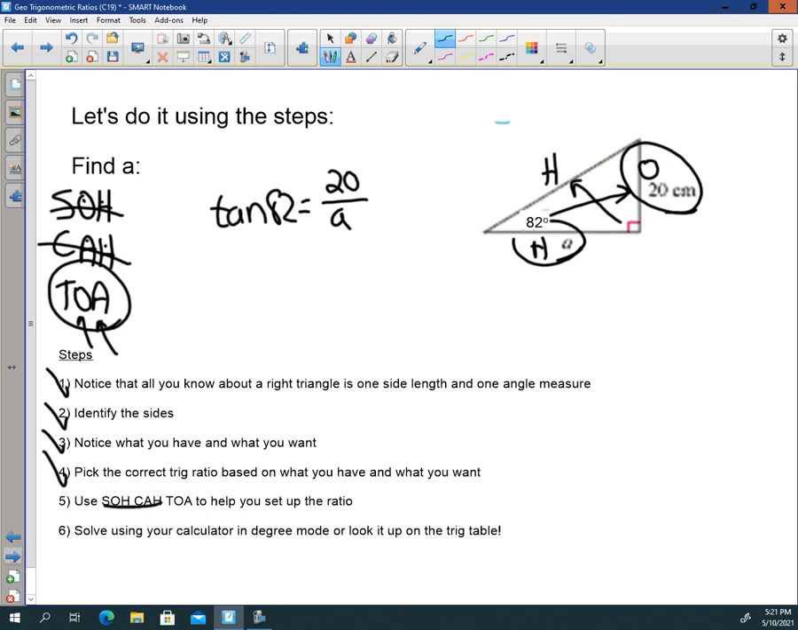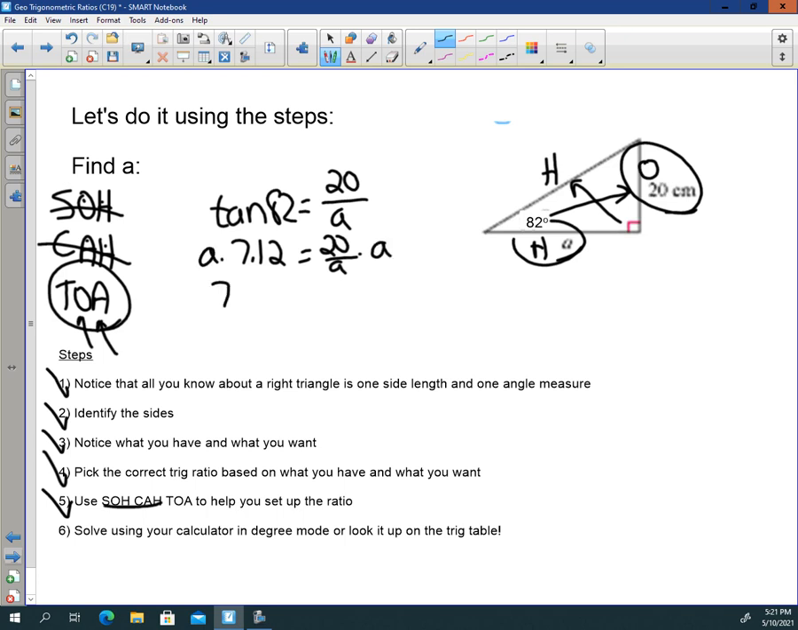We've got the ratio set up, and now we just solve. I'm going to use my calculator, but you could look it up in the trig table. In my calculator, in order to find the tangent of 82, I have to press in the number 82 and then press tan, and I get 7.12-ish. Good enough, close enough. I always round to 2 decimal places. I don't know, it's just my thing. In some calculators, you have to press the tan button and then 82, so it all depends on your calculator. So 7.12 equals 20 over A. And then to clear the denominator, we're going to multiply both sides by it.